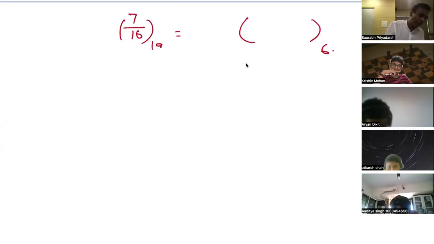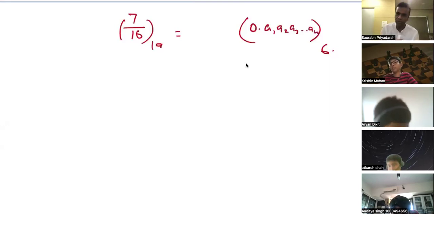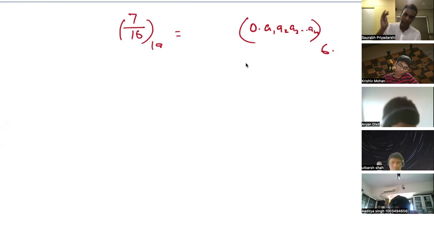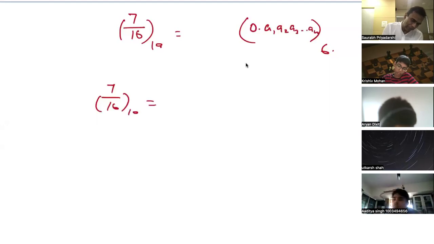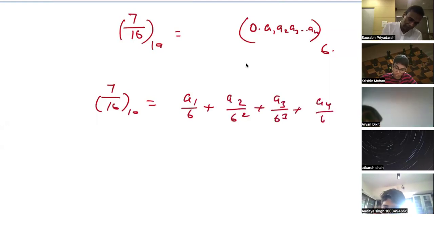See, when we have to get this fraction, we know that this 7 by 16 as a fraction, we assume that this is 0.A1 A2 A3 up to An. I'm not knowing where this will be terminating, so I'm writing the complete number A1, A2, A3. So 7 by 16 in base 10, I'm writing this as A1 by 6 plus A2 by 6 square plus A3 by 6 cube plus A4 by 6 to the power 4 plus A5 by 6 to the power 5. I don't know where this will end, but this is the number, right? Is this okay?